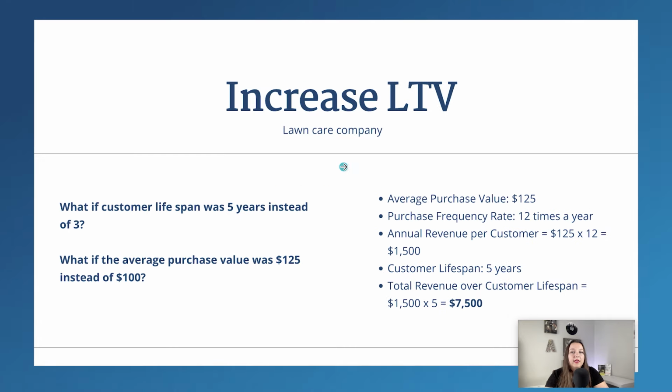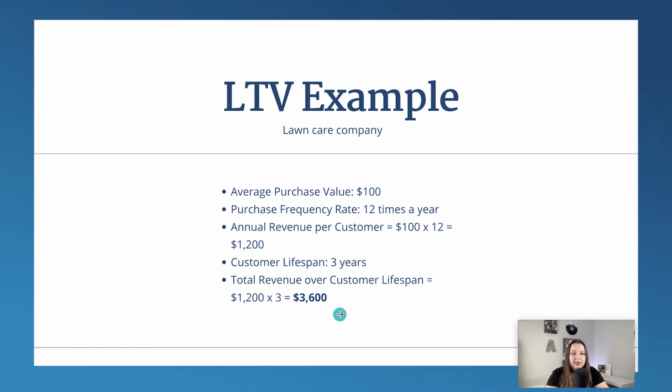Now, how can you increase the lifetime value? How can you make that a higher number? So what if the customer lifespan was 5 years instead of 3 years? What if the average purchase value was $125 instead of $100? So if you did that in this formula I just showed you, change the average purchase value, change the lifespan, you get a $7,500 LTV as opposed to the $3,600 one.